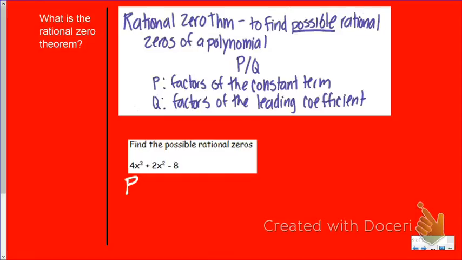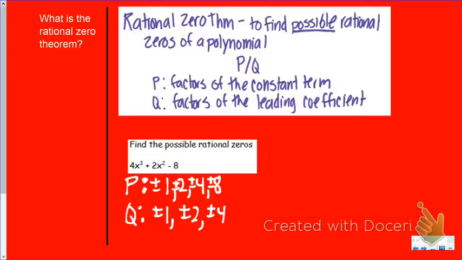So p is the factors of the constant term, which in this case is -8. So I think about all the factors of -8. Well, those could be 1, 2, 4, or 8. And any of those could be positive or negative, because as long as one of them is positive and one of them is negative, I'm going to get a -8. So those are all plus or minus. Then we look at Q. Q is the factors of the leading coefficient, which in this case is the 4. So the factors of 4 are plus or minus 1, plus or minus 2, and plus or minus 4.